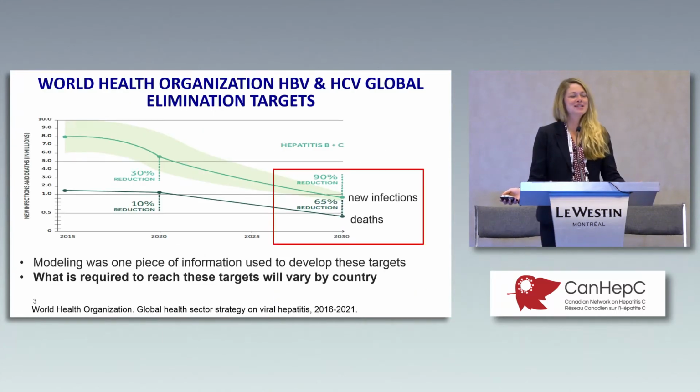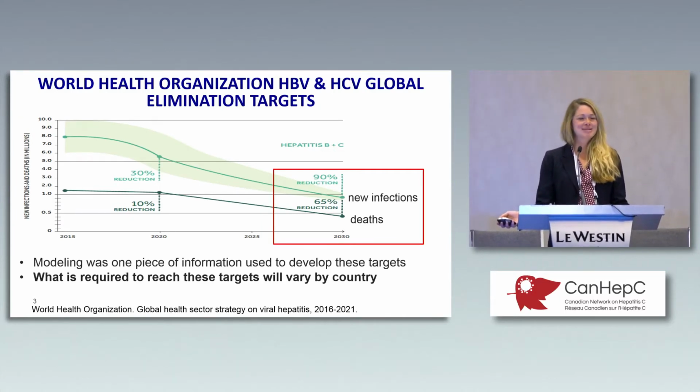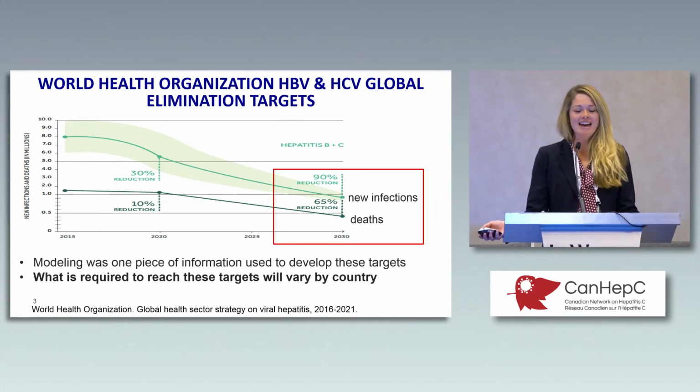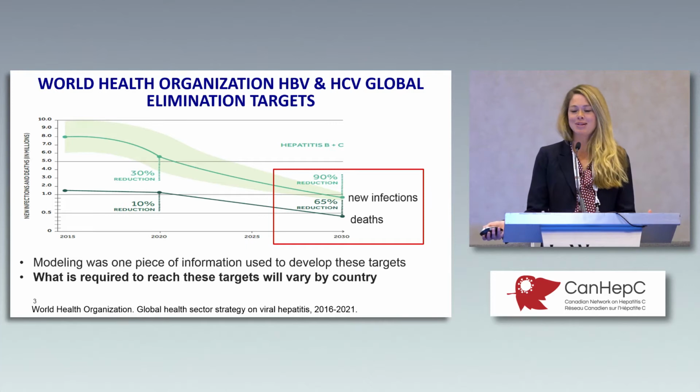Okay, so today we're obviously talking about hepatitis C elimination, in particular, how to reach the twin elimination goals of reducing new infections of hepatitis C and deaths related to hepatitis C by 2030. And modeling was one of the pieces of information that informed the development of these targets, but I think what's really important to remember is that what each setting and country will need in order to achieve these targets is going to vary depending on their local epidemiology.